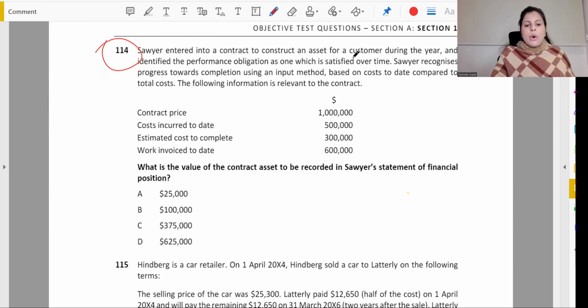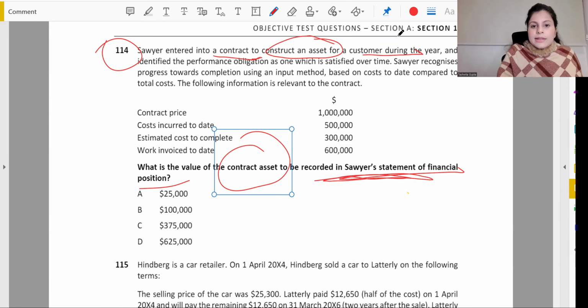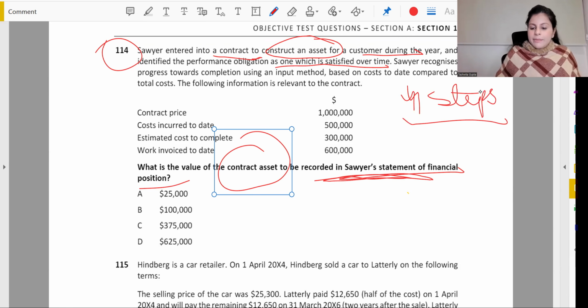What is the value of contract asset to be recorded in Sawyer's statement of financial position? So Sawyer company has entered into a contract to construct an asset for a customer during the year. And this has to be satisfied over the period of time. So you need to apply those 4 steps. Do you guys remember those 4 steps? When we recognize the revenue over the period of time?